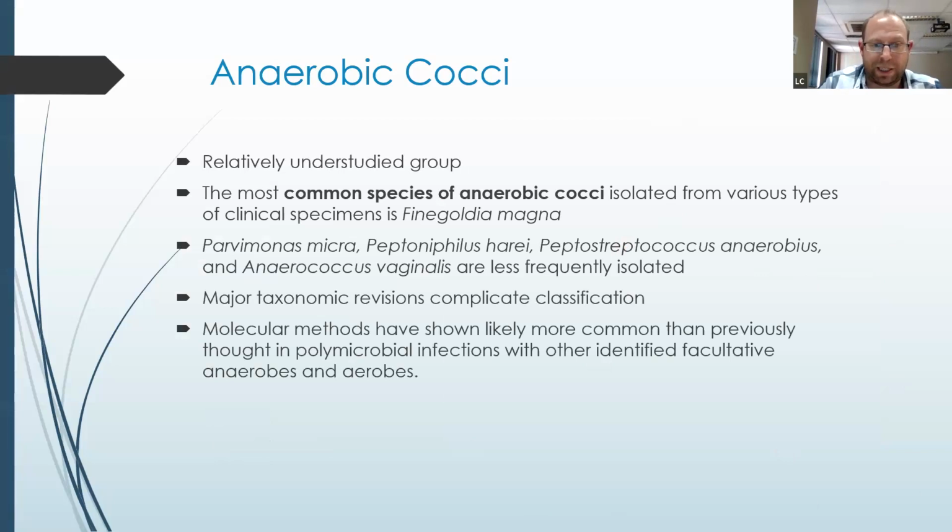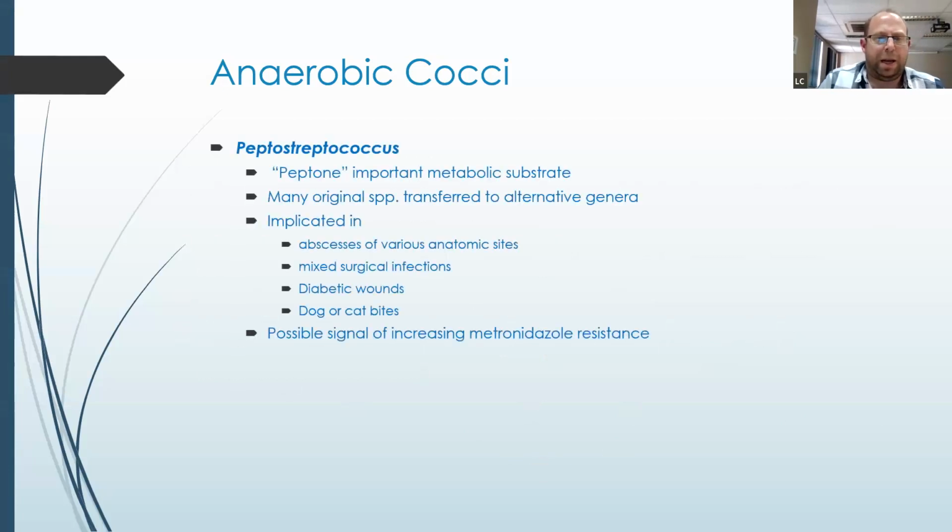And molecular methods, at least, have shown that they're likely much more common than previously thought in polymicrobial infections with other identified facultative anaerobes and aerobes. So in an abscess, you may well have some of these, you may just not find them. Again, just a brief one or two lines on some of them. So Peptostreptococcus, the pepto comes from the fact that peptone is an important metabolic substrate. It speaks towards the fact that it can be more difficult to grow or fastidious.